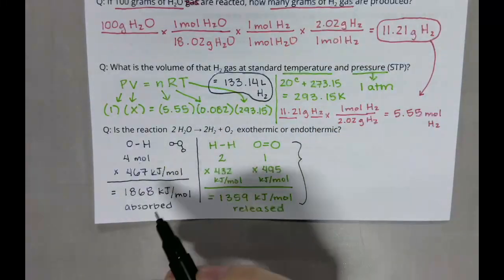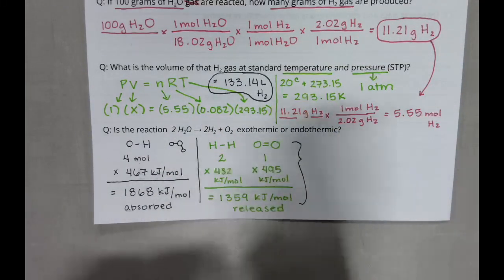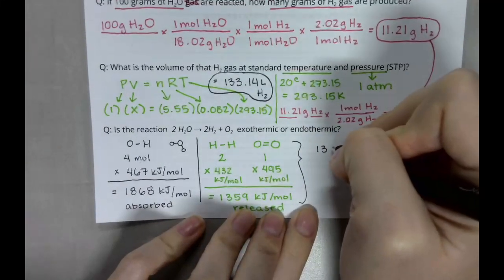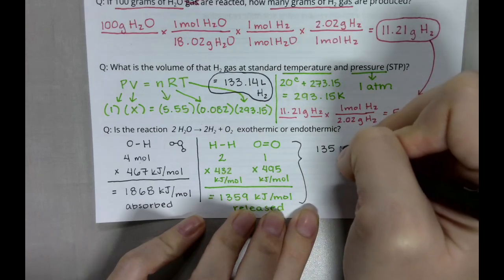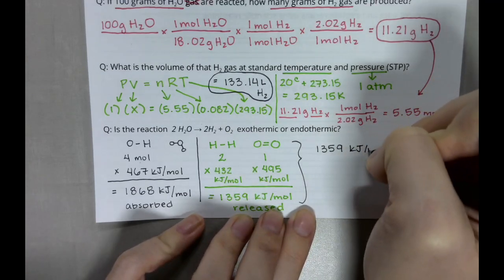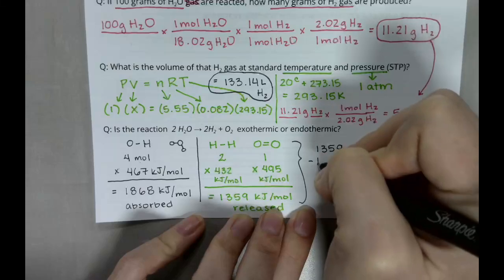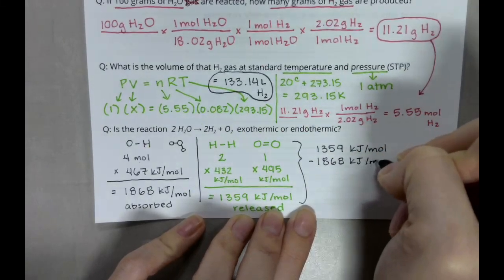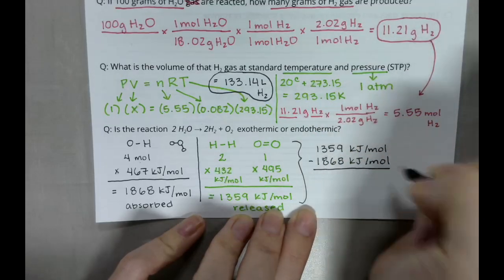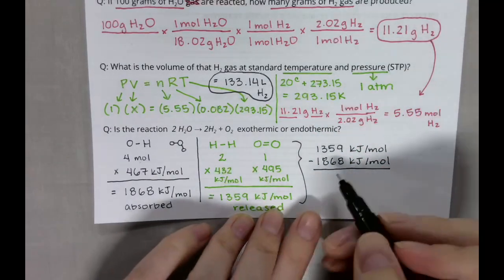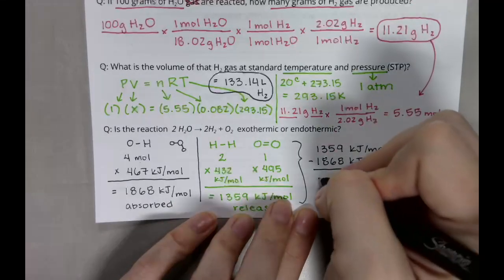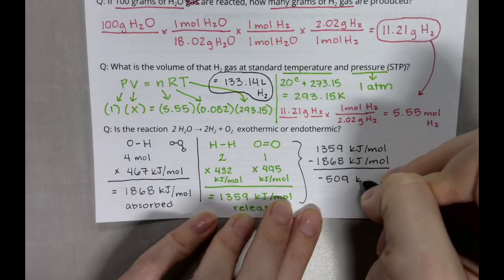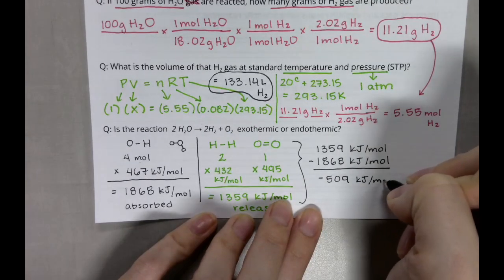So when we do the final math, energy released minus energy absorbed, here's what we get. 1,359 kilojoules per mole minus 1,868 kilojoules per mole. Do that math and we find that for every mole of water we split to produce hydrogen gas, it's going to take 509 kilojoules of energy.